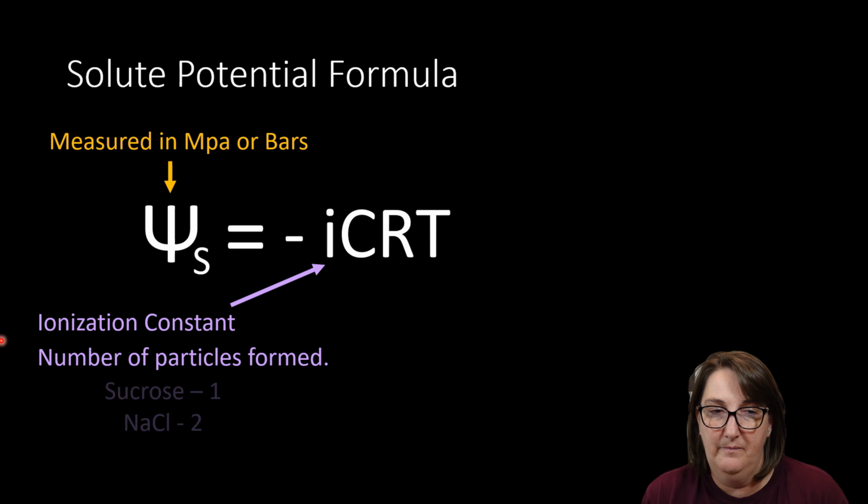I have sucrose, which will be considered a 1. You'll just put a 1 in if it's sucrose. If it's sodium chloride, then it's going to be a 2. And what this means is, does it dissociate in water? Sugar does not dissociate in water, so it stays one molecule. Salt dissociates in water and becomes a sodium ion and a chloride ion, and so these will break down into two different parts. So your number will be a 1 or a 2 depending on which one you're looking at.